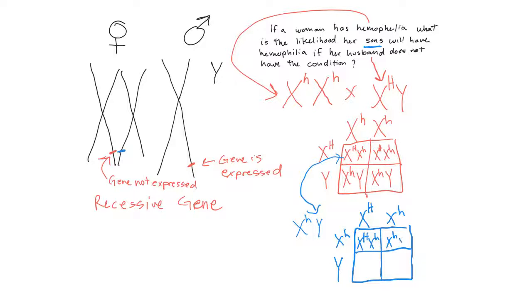Yeah, he does have it. Right. So again, I said sons. We're not concerned about the daughters. And one has it and one doesn't. So 50%.